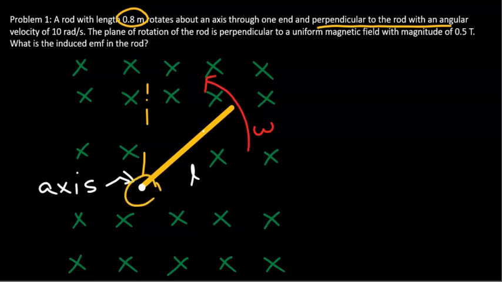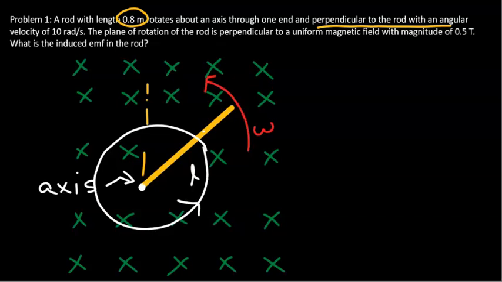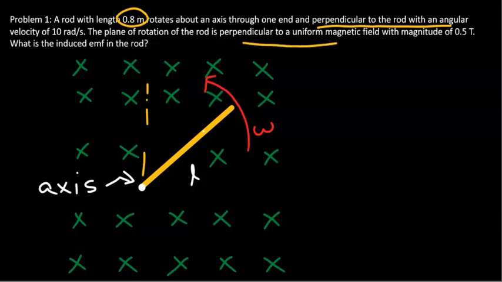So the axis is coming out of the plane. It's perpendicular to the plane. And this rod is rotating like that. The plane of rotation of the rod is perpendicular to the uniform magnetic field, whose magnitude is 0.5 Tesla. So the magnetic field here is represented by these crosses, meaning the direction of the magnetic field is into the plane, and the magnitude is 0.5 Tesla.